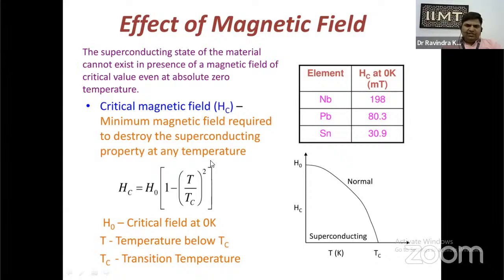You can see this is the formula for critical magnetic field. Hc is equal to H naught into bracket 1 minus T upon Tc, whole squared, where H naught is the critical field at 0 Kelvin, T is the temperature below critical temperature, and Tc is the transition temperature. You can see the graph between temperature and magnetic field. This is the value of H naught, the critical field at 0 Kelvin. This is the normal behavior and this is the superconducting behavior of this material.